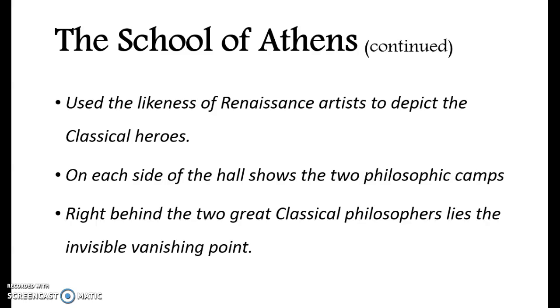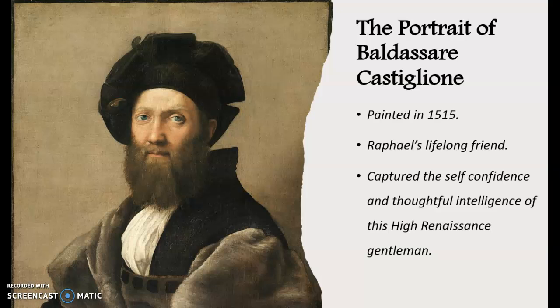And right behind the two great classical philosophers lies the invisible vanishing point. That's where you see everything mainly focusing towards the middle, the tops of the people's heads and everything. It's astonishing to see how everything just goes straight towards that middle, the vanishing point. One of the last portraits I'm going to talk about is the portrait of Baldassare Castiglione. It was painted in 1515. He was a lifelong friend of Raphael's. In this picture, you can see that he captured the self-confidence and intelligence of what was considered at that time the High Renaissance gentleman.